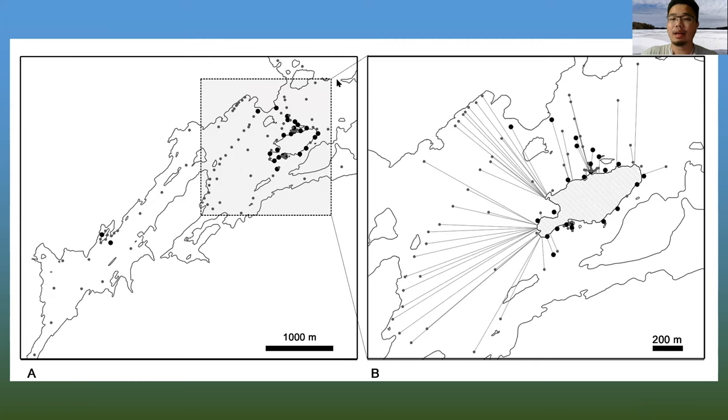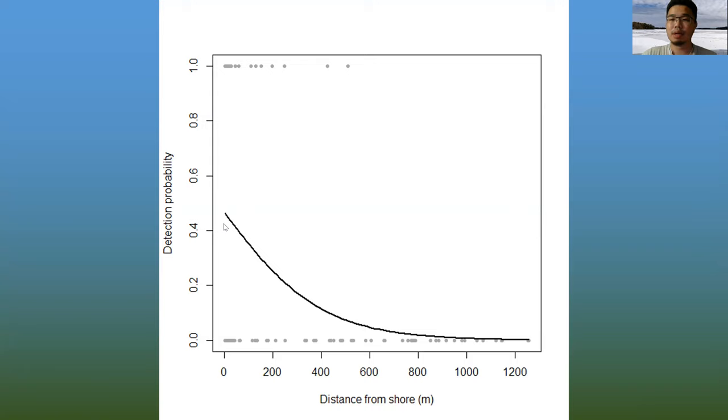To further analyze the sites near the island where turtles are known to hibernate, we subset this part of the sites. We calculated the distance between each site and the nearest shore of the island. The bigger dots are detections, the smaller dots are non-detections. Then we fit a very simple logistic model showing that the detection probability diminishes with distance. Which means the further away you get from where the turtles are hibernating, the less likely you will get any detections.